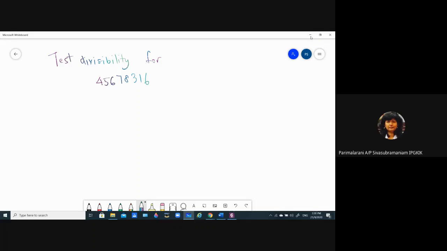The last digit is doubled and subtracted from the remaining. So the last digit here is 6, so that means 4, 5, 6, 7, 8, 3, 1 minus 12. 6 times 2. How much is that? 4, 5, 6, 7, 8, 1, 9. Now we minus the last digit times 2. So 6, 7, 8, 1 minus 18.